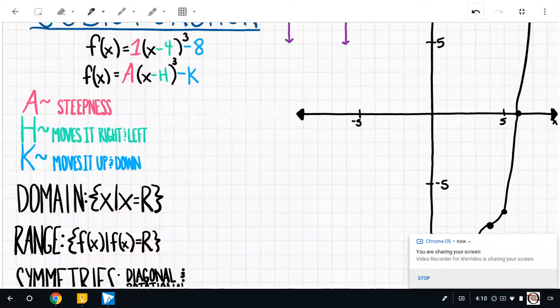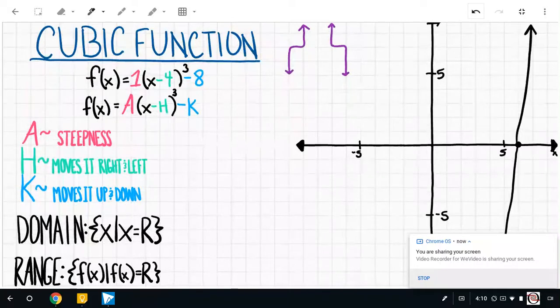Okay, before we move on to any of the other stuff, I want to talk a little bit about what this is. In vertex form, you're going to have something called a, h, and k. It's going to be the same for cubic functions when they are in vertex form. a is always going to be steepness, h is going to move it right and left along the x-axis, and k is moving it up and down along the y-axis.